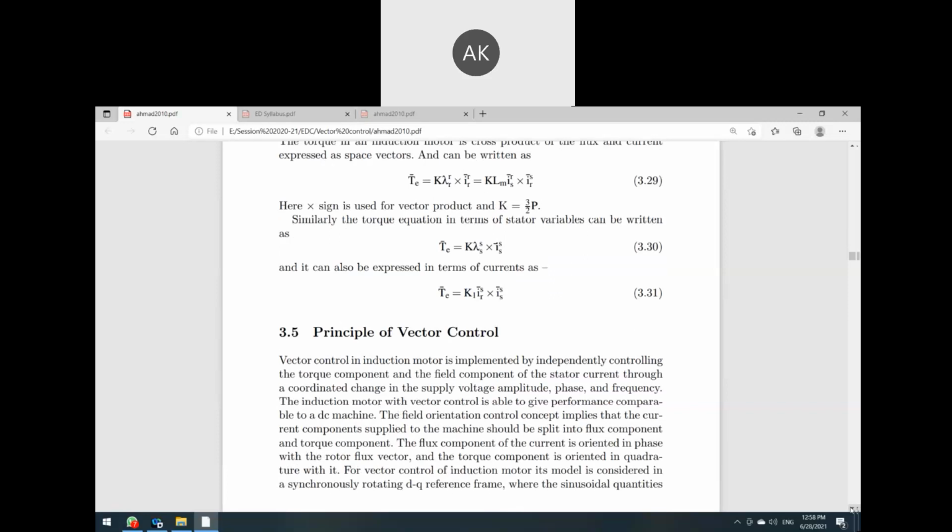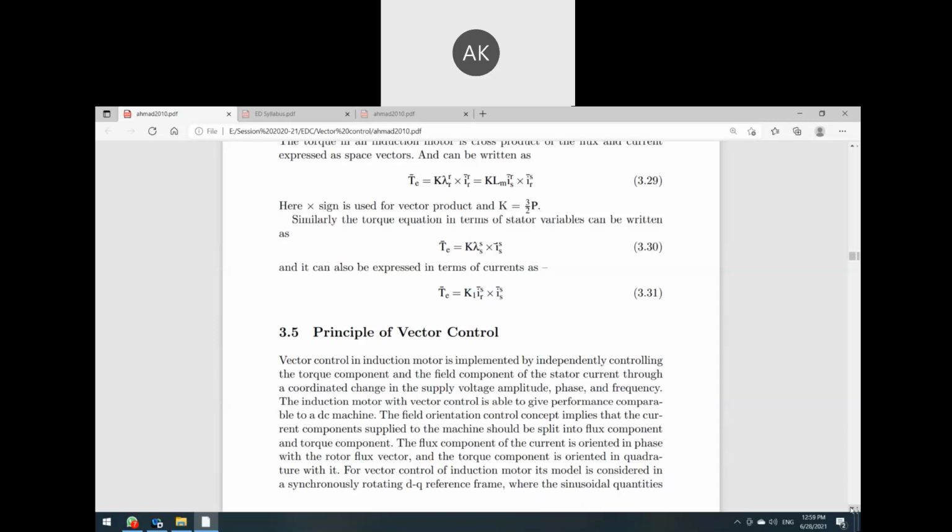And now we come to the principle of vector control. Vector control in an induction motor is implemented by independently controlling the torque component and the field component of the stator current through a coordinated change in the supply voltage amplitude, phase, and frequency. Basically, what are the parameters? The parameters are the voltage amplitude, phase, frequency, and current. So the induction motor with vector control is able to give performance comparable to a DC machine.